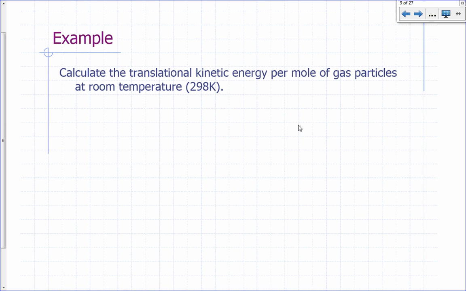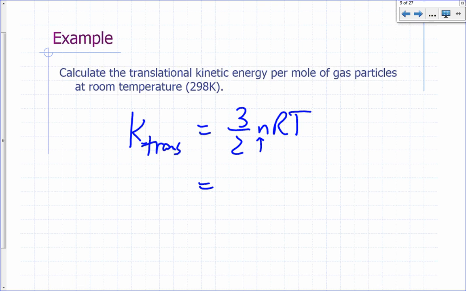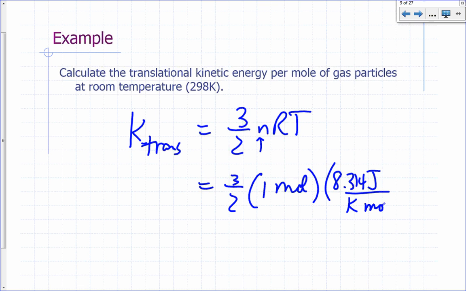So let's calculate the translational kinetic energy per mole of gas particles at room temperature. What was the formula? Translational kinetic energy is 3/2 nRT. That's the total. So per mole, you have 1 mole for n right there. So 3/2 times 1 mole, times R, which is 8.314 joules per Kelvin per mole. That's the value of R. And the temperature is 298 Kelvin.